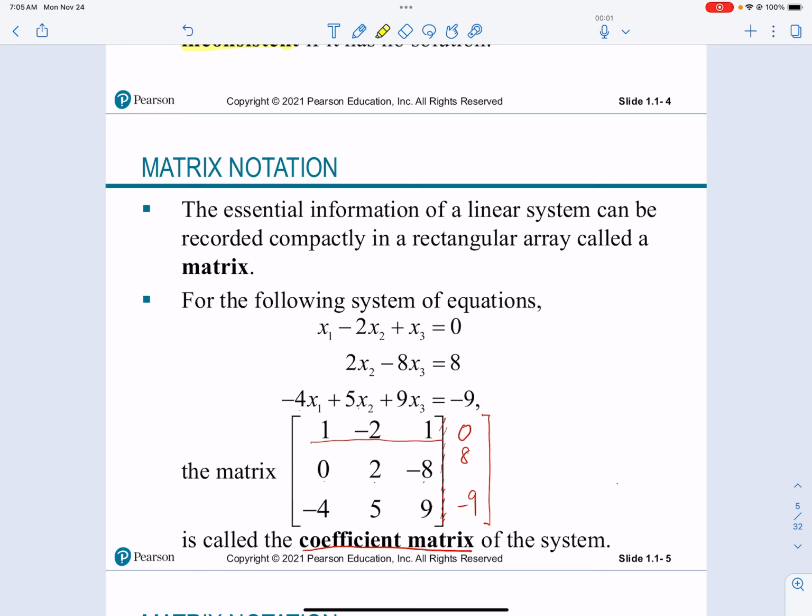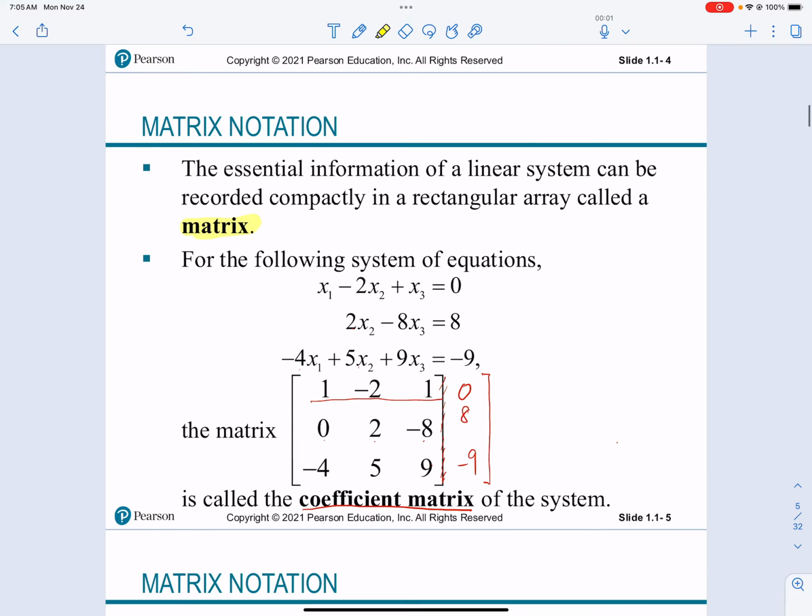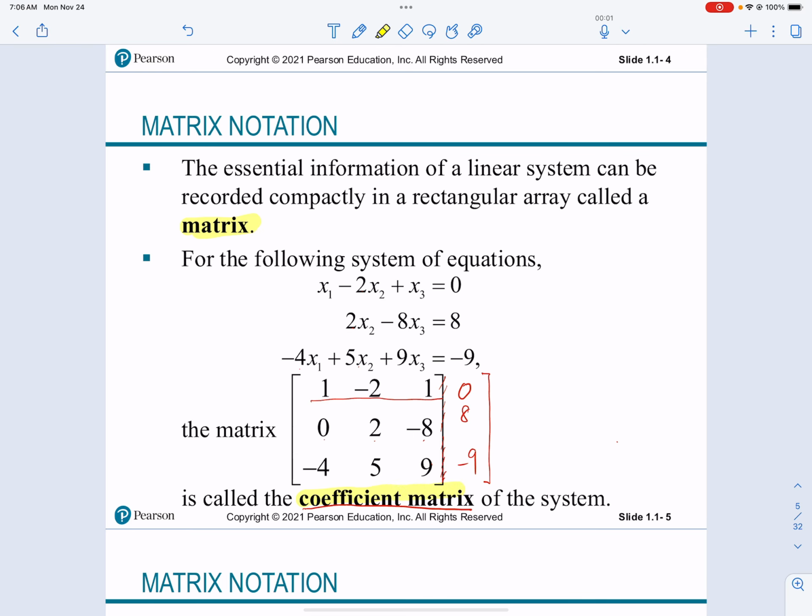And the other essential information of a linear system is what we want to record compactly in a rectangular array called a matrix. I believe that you learned a little bit about matrix definitions in pre-calculus, yeah? For the system of equations, the matrix made by all the coefficients we call the coefficient matrix. So these are the coefficients of all the variables. Like the first row is 1, -2, 1.